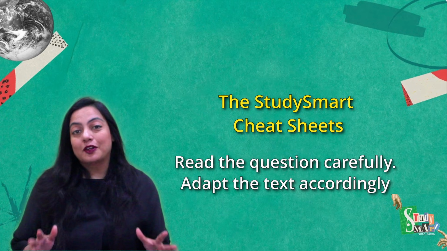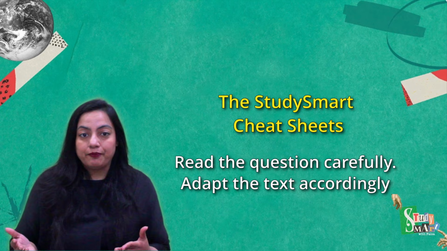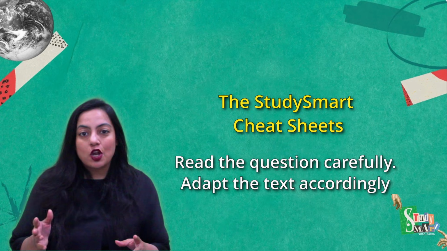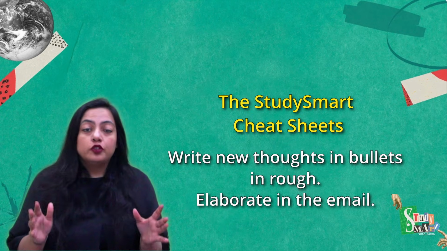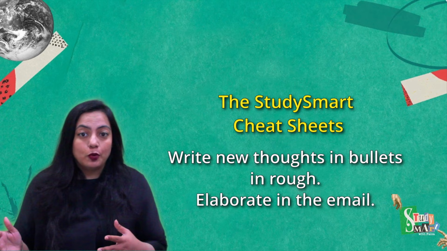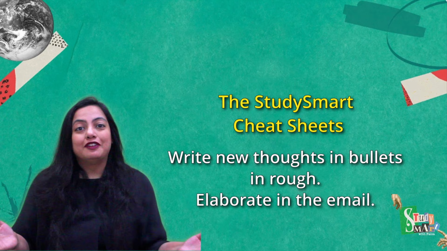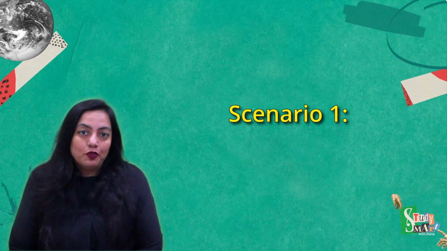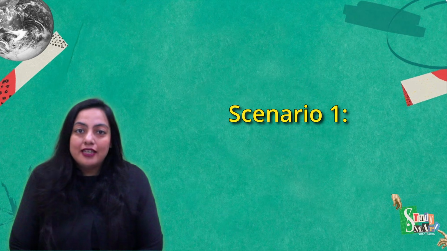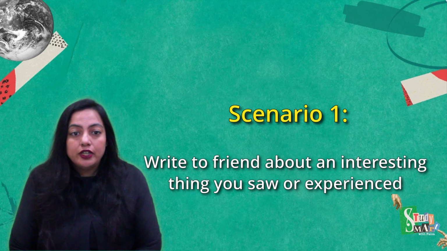And please read the question carefully, know what they're asking, and write according to the theme. You might need to change the text accordingly. The best strategy is to write your thoughts in bullet points so that you can elaborate them as you go along. This should be the only thing that will take time, as the rest of the lines have been memorized by you thanks to my cheat sheets. Let's now move on to the scenarios. Scenario 1. You have to write to your friend about an interesting thing that you've witnessed or experienced. Then write this.